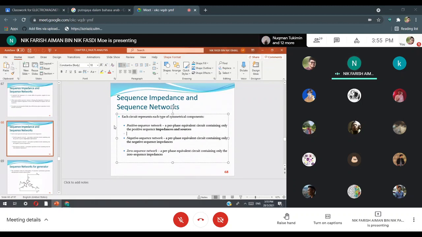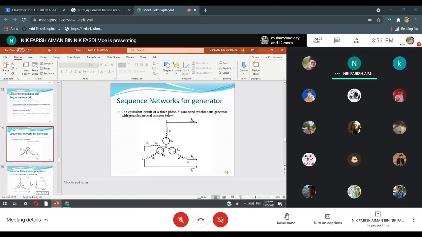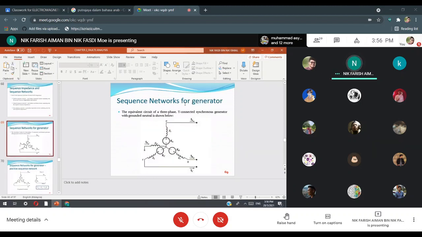This is how we analyze the sequences. We differentiate between the positive, negative, and zero sequence. So the positive basically has the impedance and the source. And actually we can do the derivation and you can see the different outcomes for these sequences. Okay. Look at the sequence network for generator.